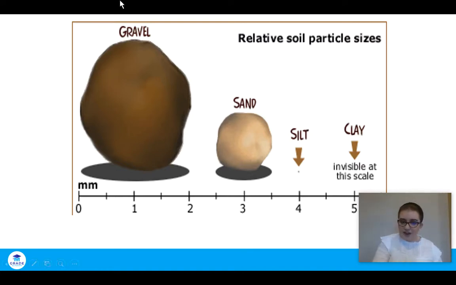Silt, you can see it there as that small little dot. And clay, you can't even see it on this scale. So clay is very, very fine. So that's what I was saying. It's a very kind of powdery consistency.